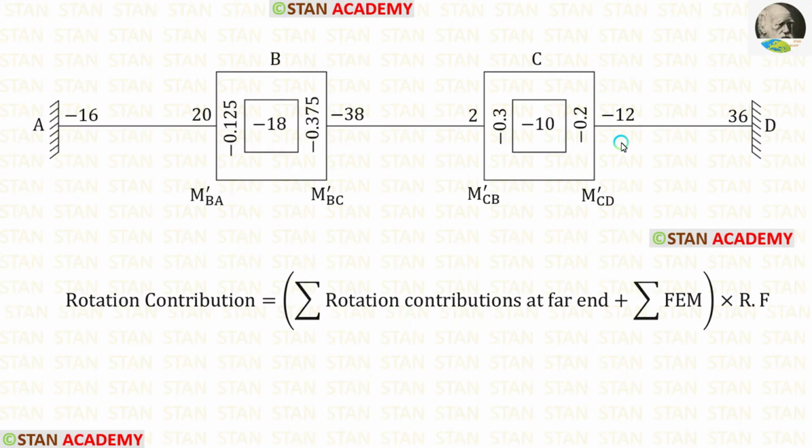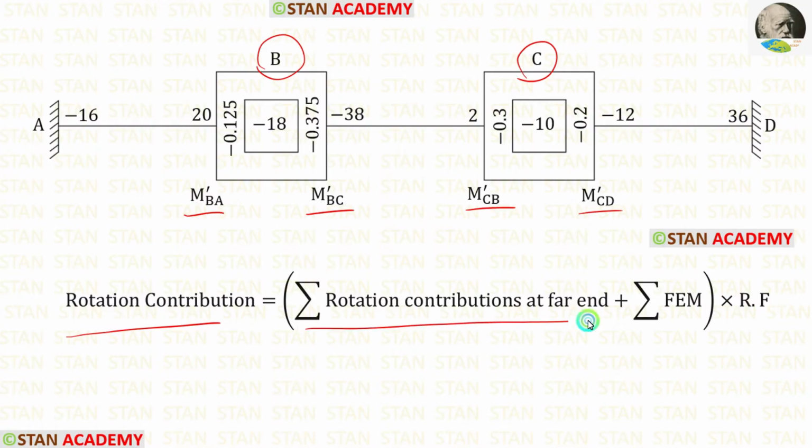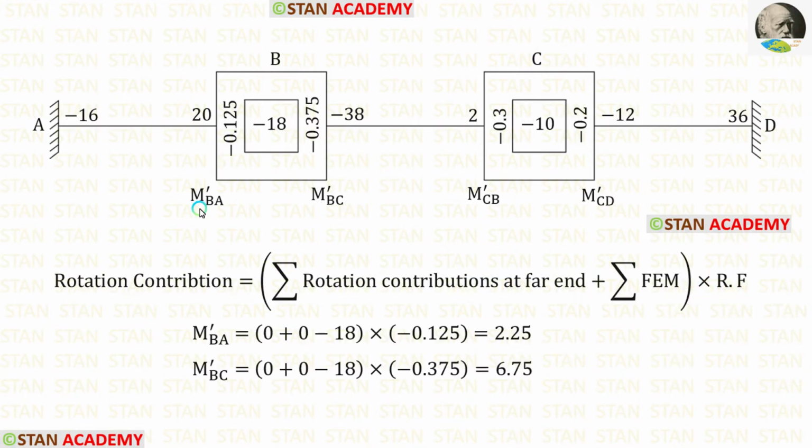In the Kani's method, in the joints, we have to find the rotation contributions. In the joint B, we have to find the contributions M dash BA and M dash BC. And in the joint C, we have to find M dash CB and M dash CD. The formula to find the rotation contribution is summation of rotation contributions at far end plus summation of fixed end moments into rotation factor. Now let us find M dash BA.